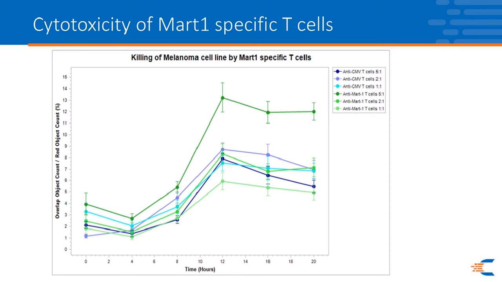But in this case, we're looking at killing of a melanoma cell line by our MART-specific T cells. It's interesting to compare this to the earlier slides I was showing using flow cytometry. It is still showing best killing at the higher effector to target ratios. And what's interesting about this slide is we've also learned over time that it's important to have some sort of measure of irrelevant or bystander killing.